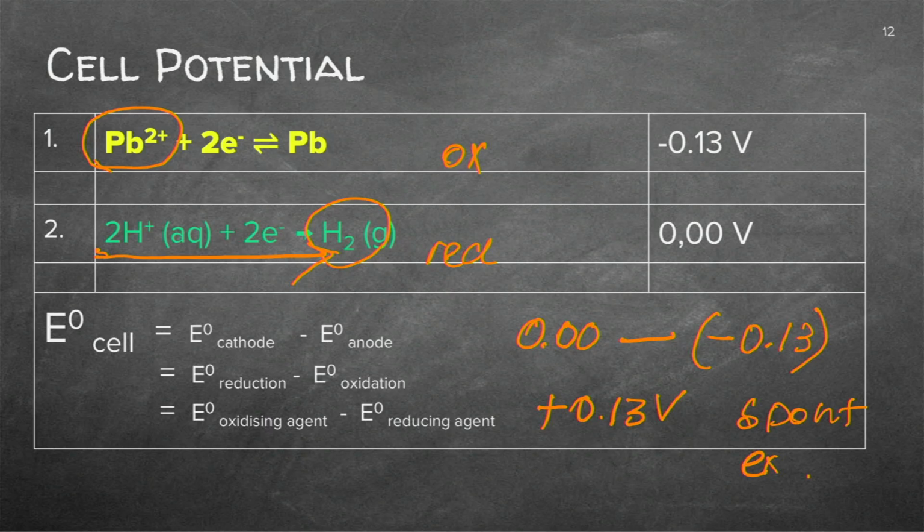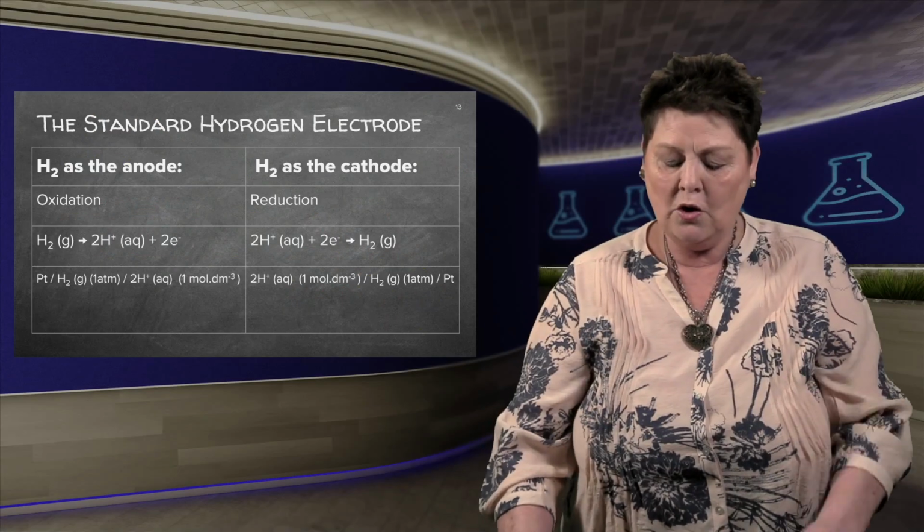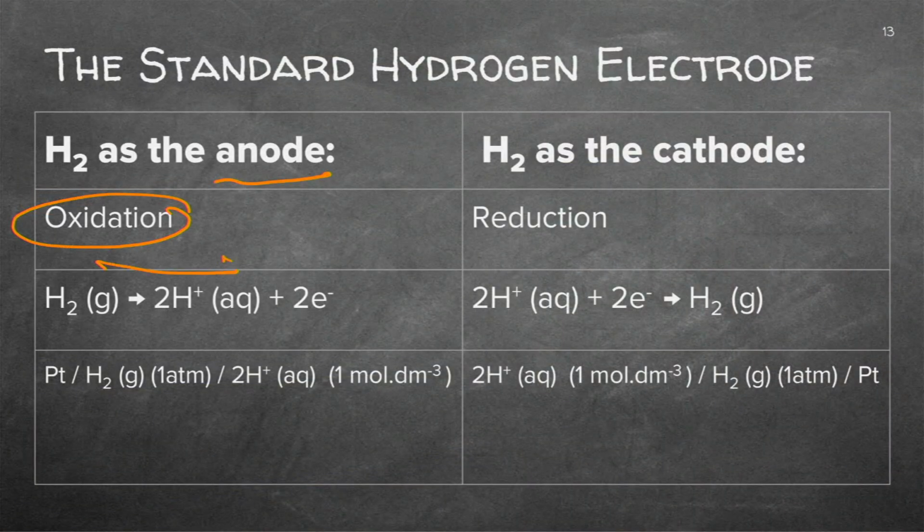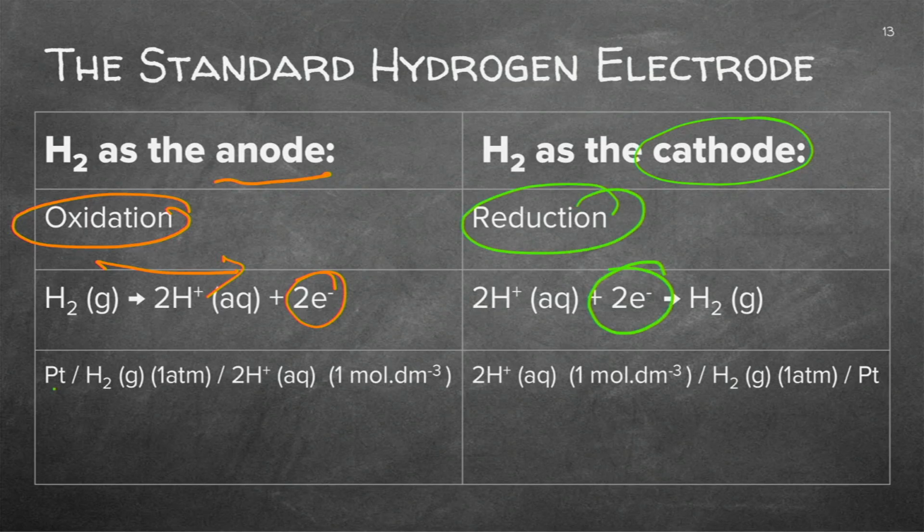So the hydrogen could act either as an anode or a cathode. If it's the anode, it's oxidation. It's the loss of electrons. You can see it there. If it's the cathode on the other side, it's reduction. It's gaining electrons. And just make sure that you see where I'm writing my platinum. It's next to the hydrogen gas, not the ions.